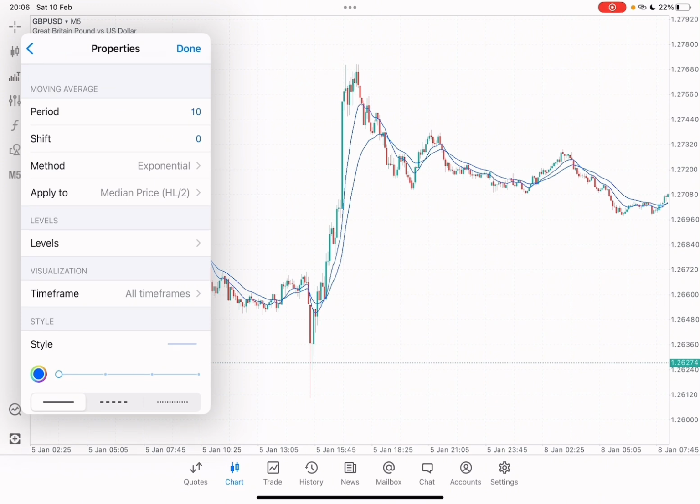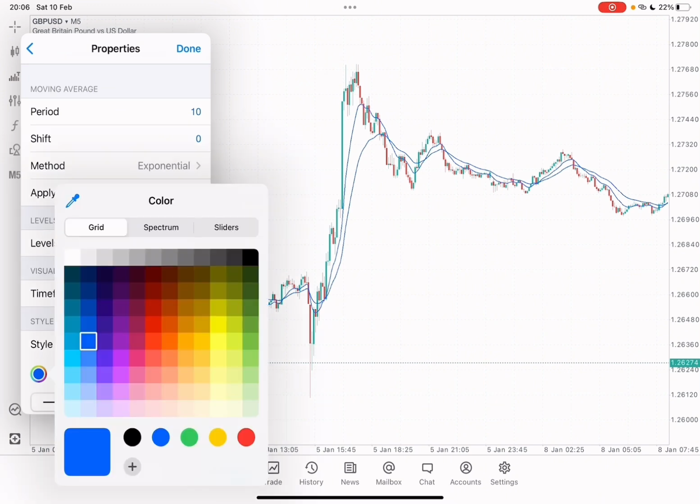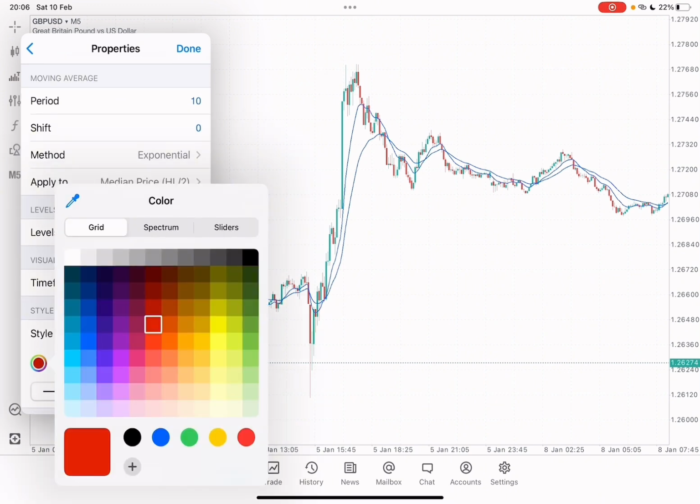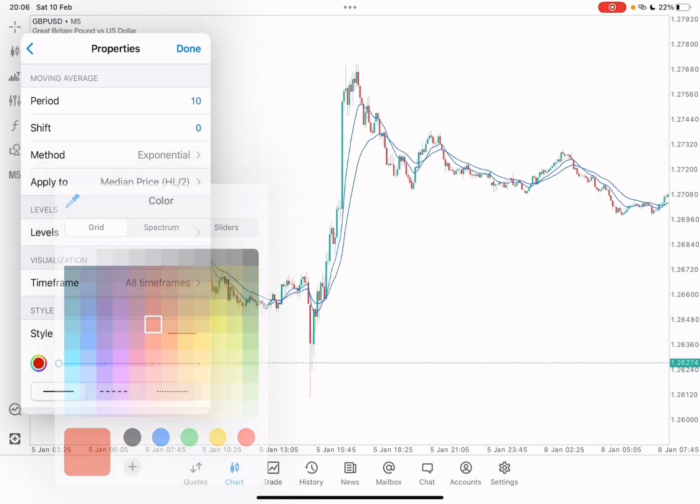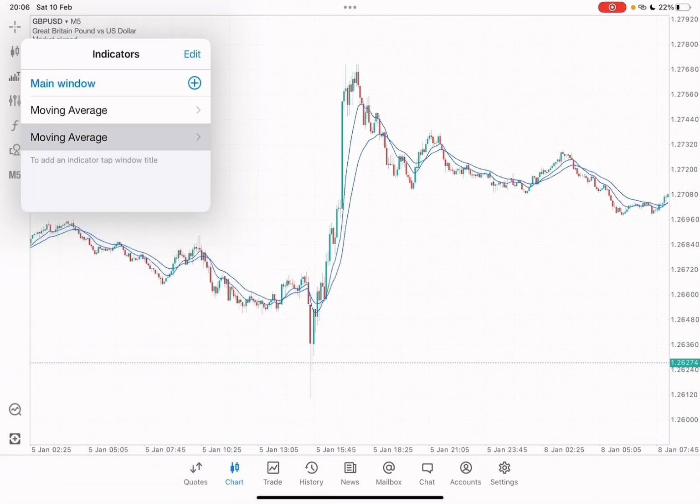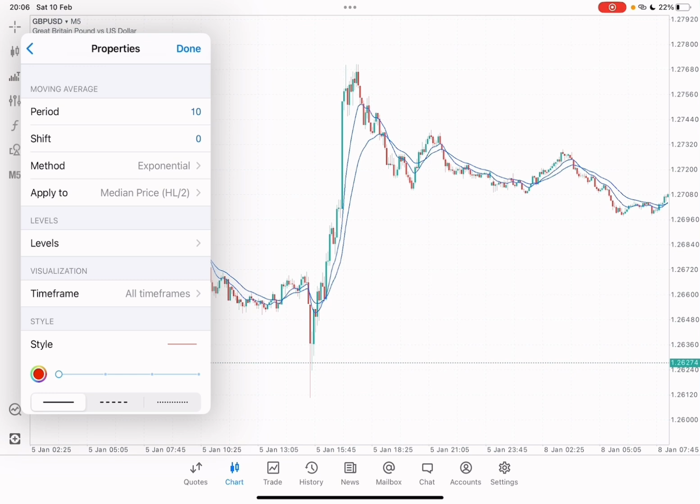Something needs to be corrected. Make sure you correct the color so that you can differentiate both indicators. So for the 10 moving average, use red as your color.